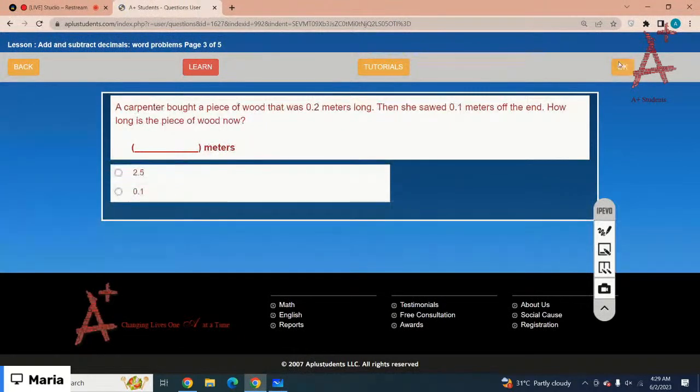A carpenter bought a piece of wood that was 0.2 meters long. Then she sawed 0.1 meters off the end. How long is the piece of wood now? Which is the correct option? You have to subtract. Got it? So the correct option is, that means you have to subtract. Yes, that would be 0.1. Very good.